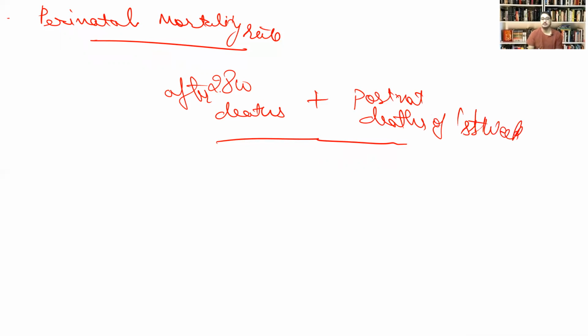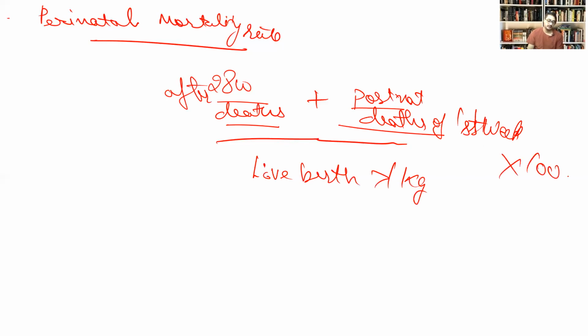So death after 28 weeks of gestation and within the first 7 days of childbirth is in the numerator, and in the denominator we have total live births, total live births which are more than 1 kg, into 1,000, so per 1,000.